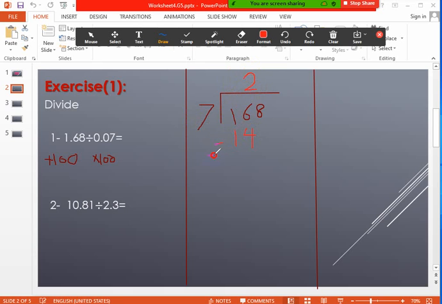Now I have to subtract 16 minus 14. 6 minus 4 is 2, very good. Now 1 minus 1 is 0, very good. Now I will continue. I have to take the 8 down. This number will be 28.